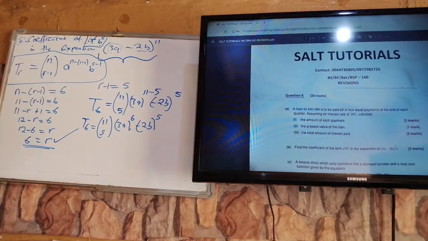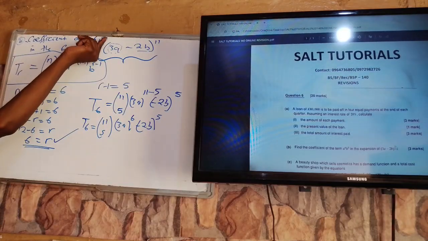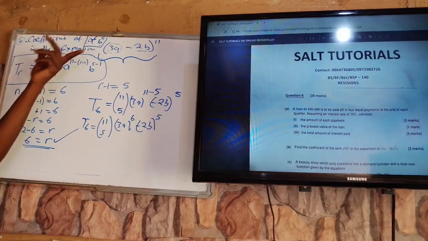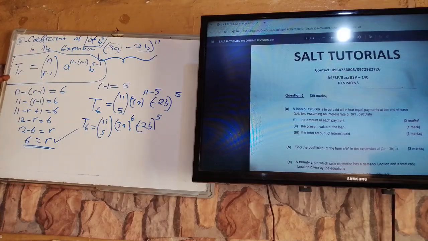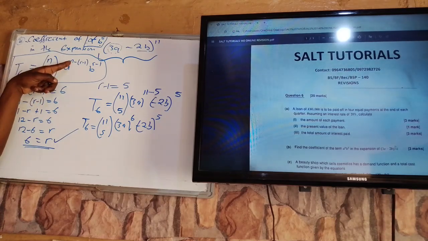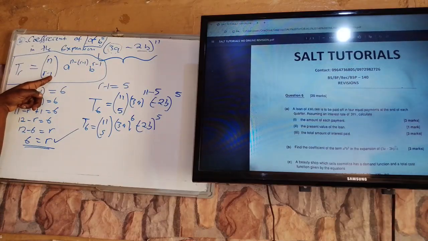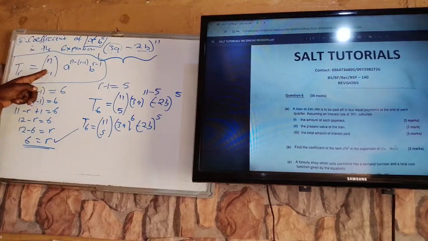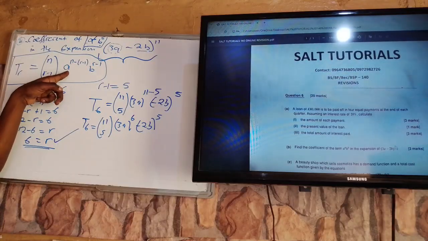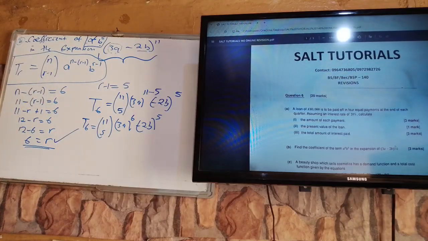So now we're simply saying that for me to find the coefficient, I have to find where this term is. We are trying to use the rth term formula, and the rth term formula is equal to n combination r minus 1, a power n minus r minus 1, and b power r minus 1. This r minus 1 here is the power for b. This r minus 1 subtracts from n to give the power for a. As simple as that. With that concept, we'll be able to find the rth term.